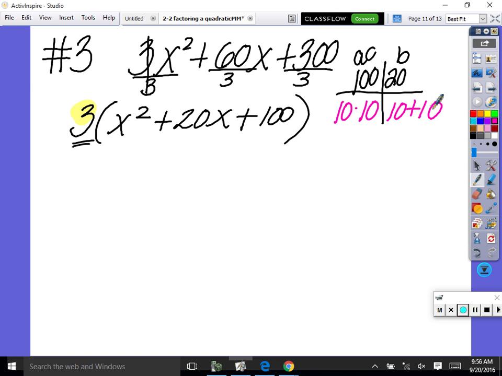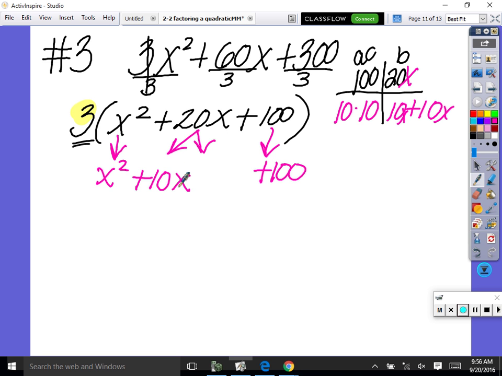Okay, sweet. So remember that we're rewriting the middle term as 10x and 10x again. So now we have to drop and break. We're ignoring 3 clear till the very end. So we drop down x squared. We drop down positive 100. And then we're breaking down the middle term. So 20x can be written as positive 10x and positive 10x.